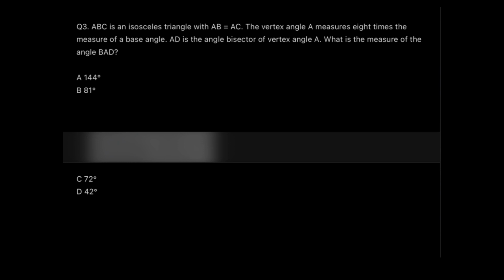Now, the next question is, ABC is an isosceles triangle with AB and AC equal to each other. The vertex angle measures 8 times the measure of the base angle, and AD is the angle bisector of vertex angle A. So find out the measure of BAD. Again, a very interesting question, but for doing this question, you need to know a few principles.